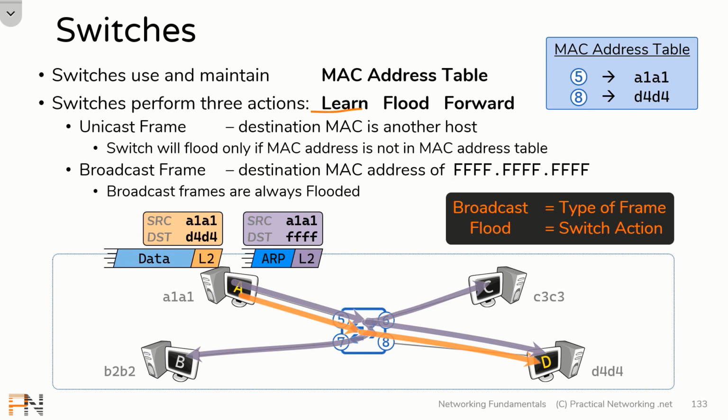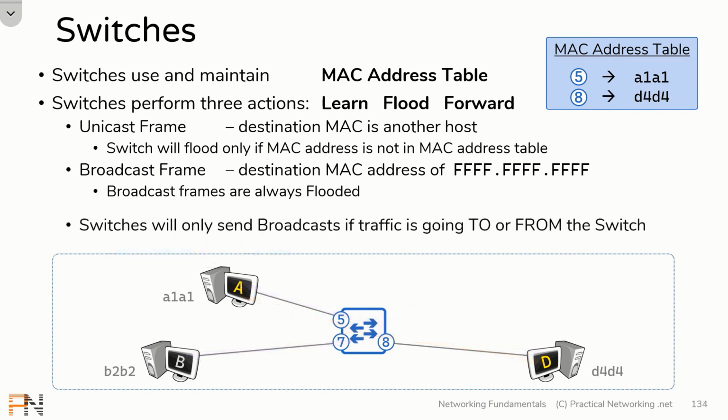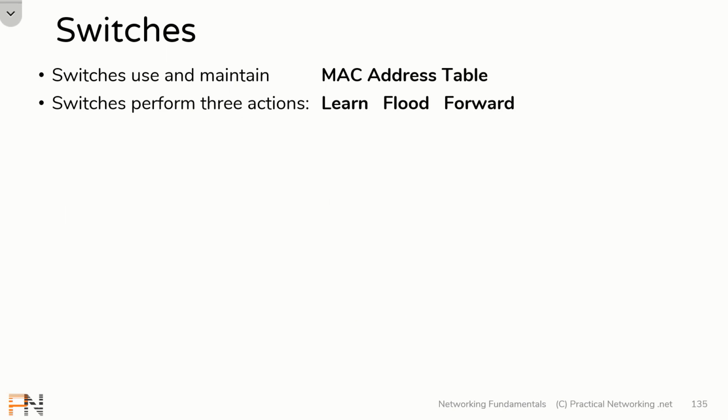A switch will only do these three actions. A switch will never broadcast anything. The only time a switch is going to send a broadcast is if traffic is going to or from the switch. But at that point, the switch is essentially acting as another host. So insofar as traffic going through the switch, a switch will never broadcast anything. A switch will only perform these three actions. So that is how unicast flooding is different from a broadcast. Again, a broadcast is always flooded, whereas unicast frames are occasionally flooded. So that wraps up our discussion on broadcast versus flooding, which brings us to VLANs.